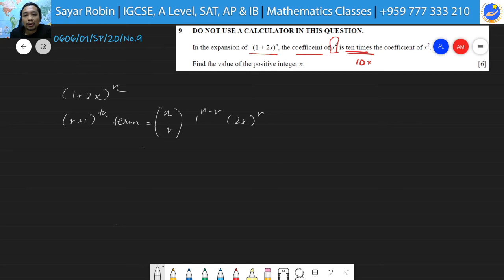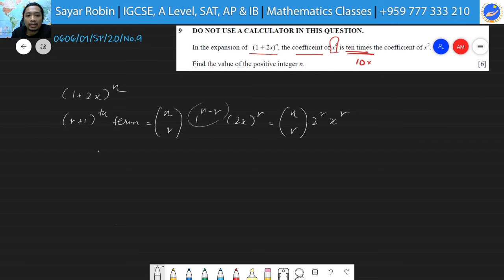If you want to find the coefficient of x to the power 4, the power of x must be 4. Before we do it, we should simplify as much as we can in this expression. So n choose r, and then 1 to the power of anything is 1, so we don't need to write it. Then 2 to the power r, and x to the power r. Everything must be raised to the power r. So to find the coefficient of x to the power 4, r must be 4.